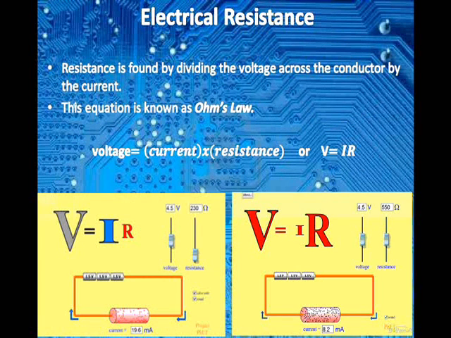Now, this is very important for us to look at. This tells us our equation, but also we need to know how voltage, current, and resistance relate to one another. Now, resistance is found by dividing the voltage across the conductor by the current. And this equation is known as Ohm's law. So Ohm's law is voltage equals current times resistance, or V equals I times R. You need to make sure that you know voltage equals V, current equals I.